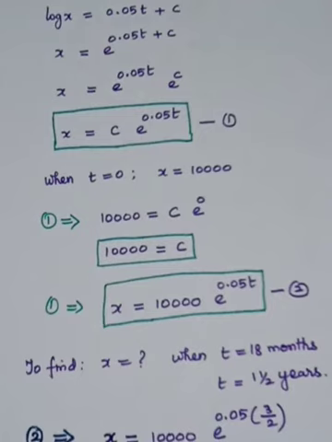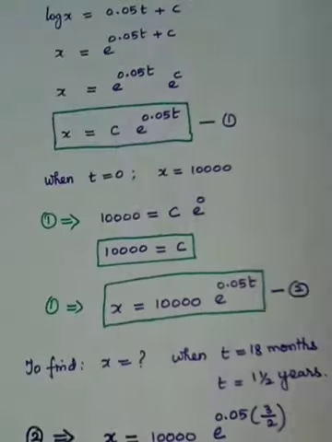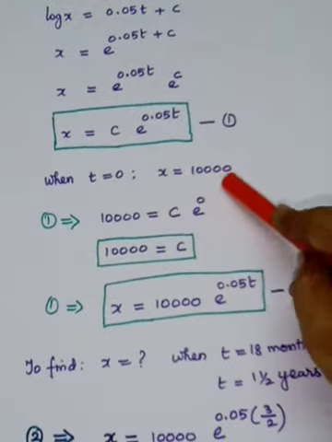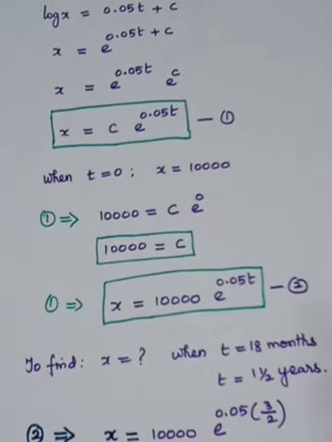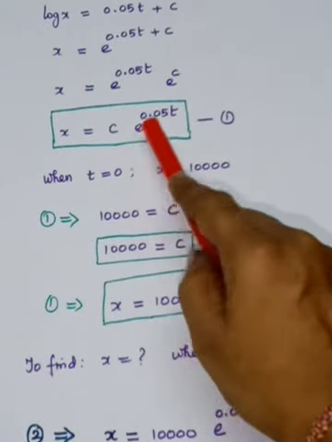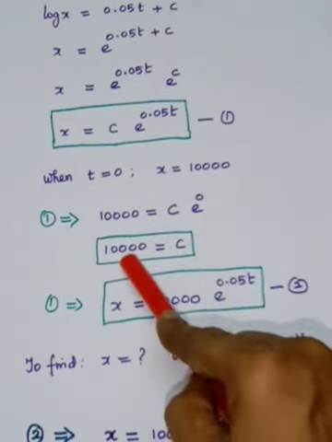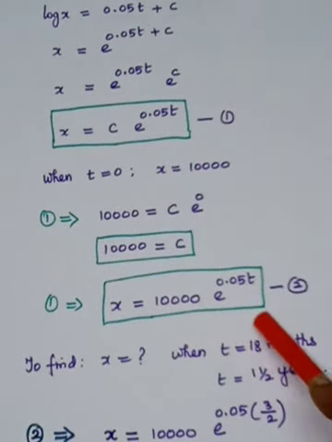So when t is equal to 0, that is, starting initially, how much principal is deposited? How much did the person deposit? It is 10,000. So when t is equal to 0, the principal amount, that is x, is 10,000. So this x has to be substituted: 10,000 is equal to c into e power t as 0, so e power 0. So c is equal to 10,000. This has to be substituted in this equation, and you have to call this as 2.